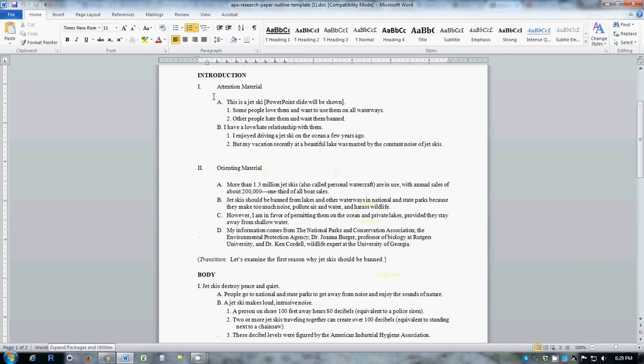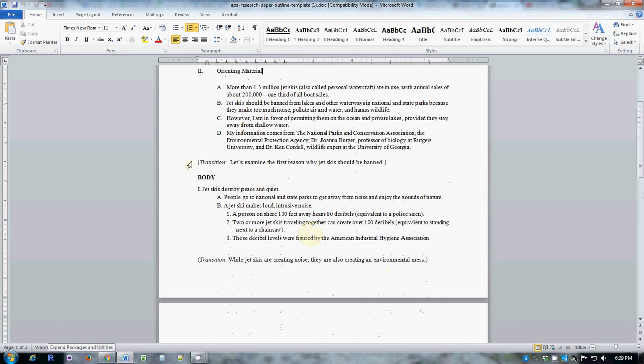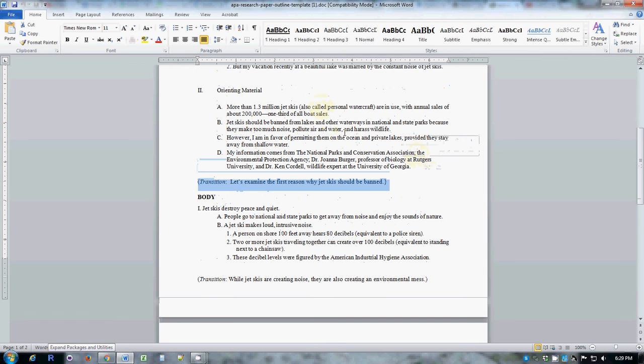After each significant section of a paper, the introduction and then the body, we need a transition. That transition is what leads from one section to another. There always needs to be a transition. It may be a sentence at the end of a section. It may be a small paragraph, but more likely just a sentence. But you need a transition.